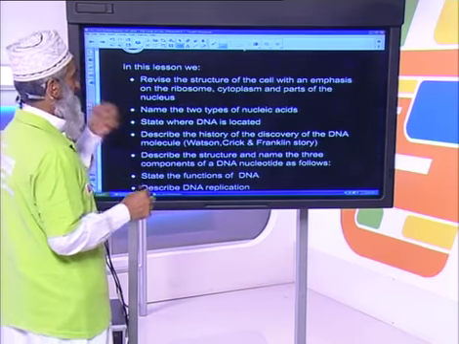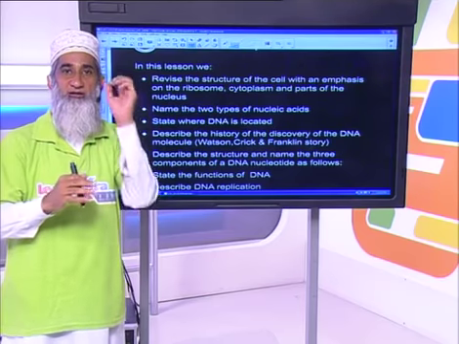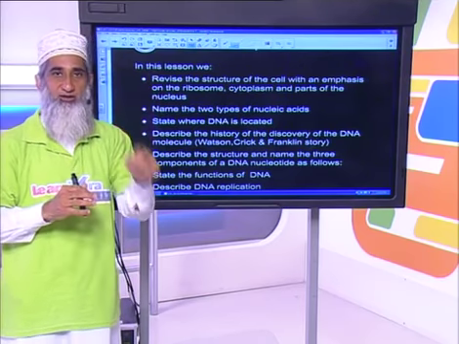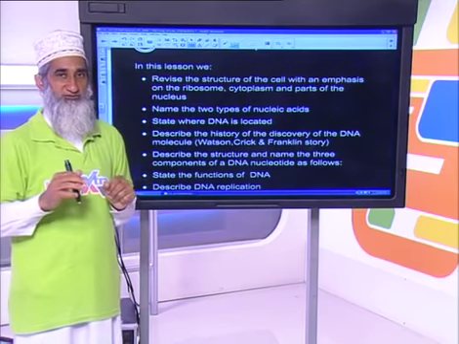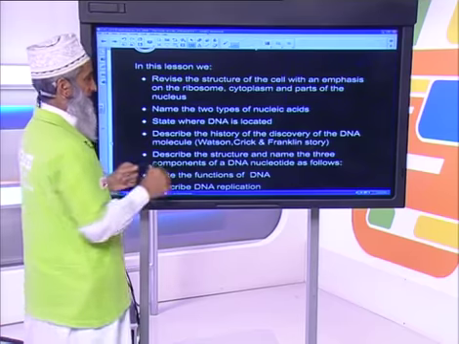Okay? So the first thing we want to do is revise the structure of the cell with an emphasis on the ribosome, cytoplasm, and parts of the nucleus. You will revise the cell. Go into the cell, look at the nucleus, look at the ribosome and the cytoplasm. Most importantly is the nucleus in this whole topic that we are talking about.